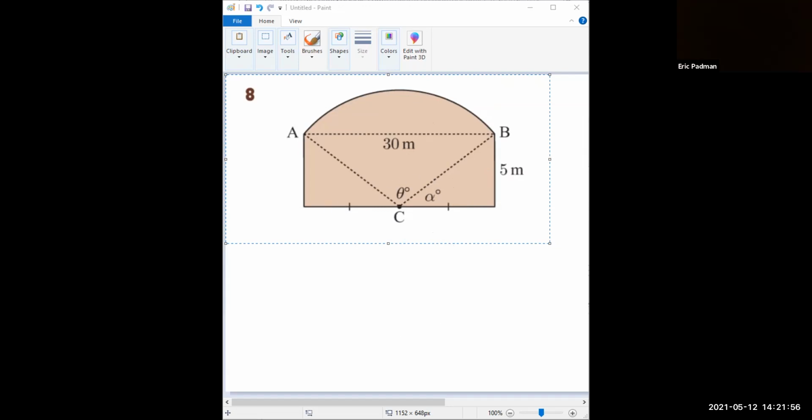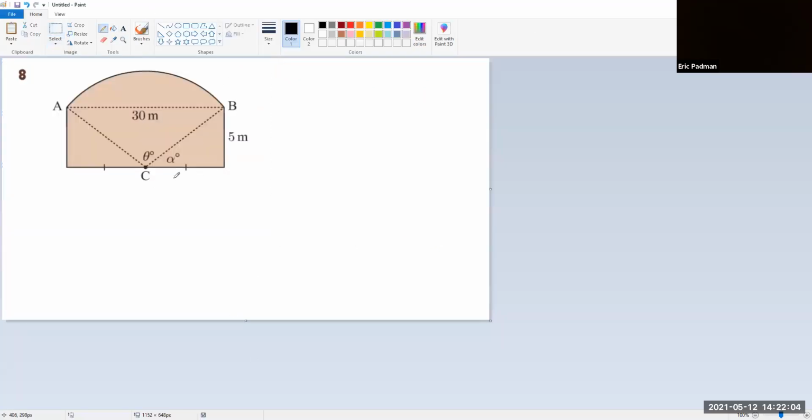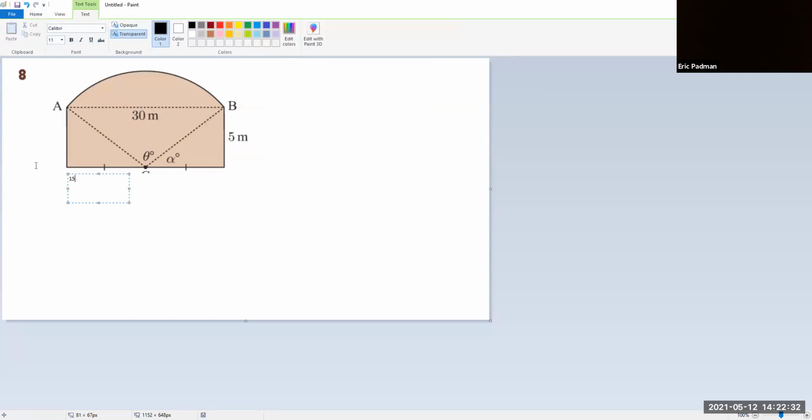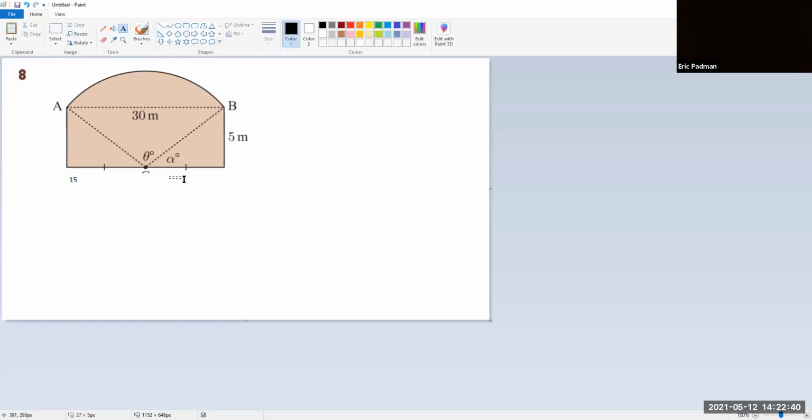Now, where's my tools? Let's see how I can do this. Okay, if that's 30 meters across, that's 15, and that's 15 meters. Let's do it differently. Not as good. Let's put in 15, and that's 15 as well. Okay, so I've got those lengths. I've got that's 5. I can work this out in a few ways.